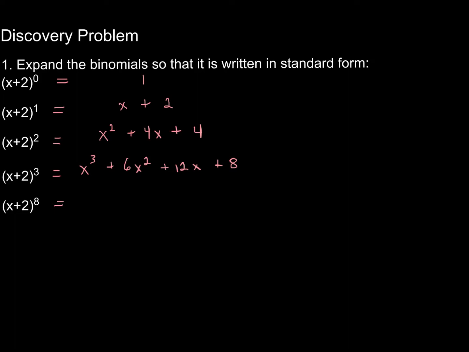Okay, so hopefully the first four were pretty easy. x plus 2 to the 0 power is just 1. x plus 2 to the first power is just x plus 2. x plus 2 squared, you can FOIL this or do x plus 2 times x plus 2, and you get x squared plus 4x plus 4. And x plus 2 cubed is a little bit harder, right? Here I'd have to do x plus 2 times x plus 2 times x plus 2. And so here we could multiply these two together, and then whatever we got from this, we would multiply by x plus 2.